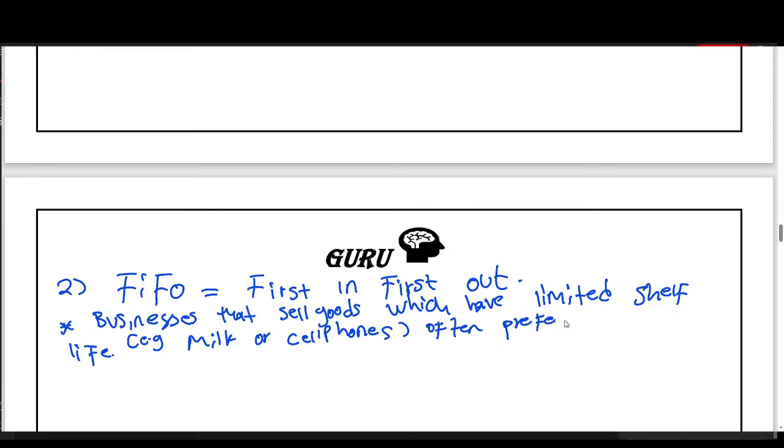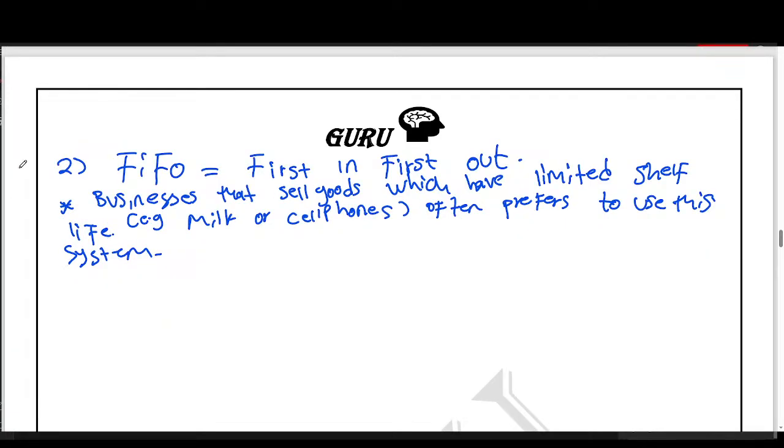Often prefers to use this method, this system. We can say this system or this method. All right, now we go to number 2. Again, another explanation.